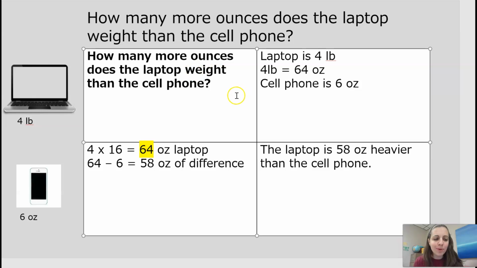When you see in a word problem, how many more is this than this, you have to do a subtraction operation, una resta. Deben hacer una resta cuando te dice cuánto más pesa esto, o cuánto más es, o cuánto menos es. Tienes que hacer una resta. Muy bien.